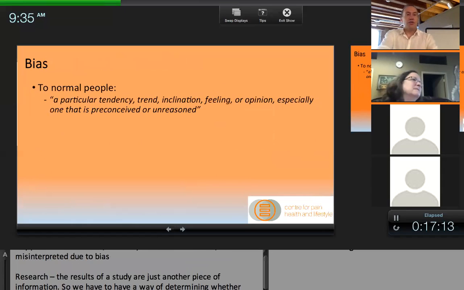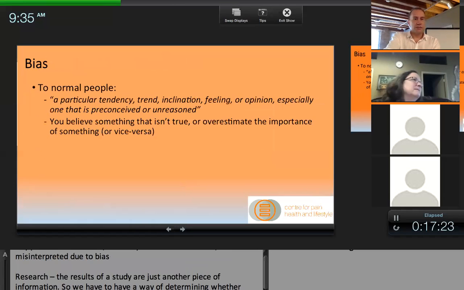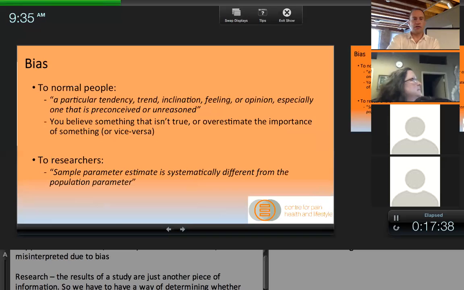So I put this up before. So bias to normal people. So this tendency to pay attention to certain types of information and not. To researchers, sorry. So in practice, how does that work? So what that means is that sometimes we'll believe stuff that isn't true, or we'll overestimate the importance of something, or vice versa. Okay. To researchers, bias means something like that, which is probably completely unhelpful, right?